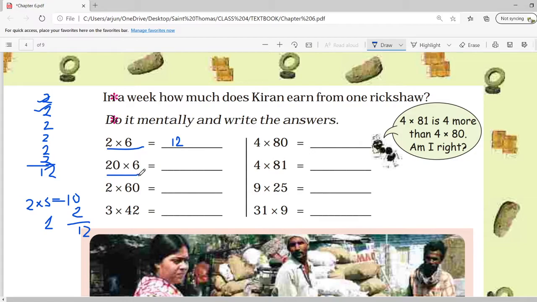Here we are asked 20 times 6. So just forget about the 0 for some time. Okay, so now you know the multiplication of 2 into 6, then just write it down. Okay, and how many zeros? 1. So just add 1 zero. Here also you know the answer of 2 into 6 is 12, and just add the 1 zero. So this you can do for any number which consists of zeros.